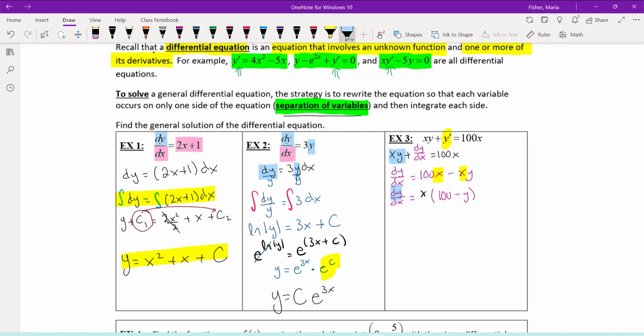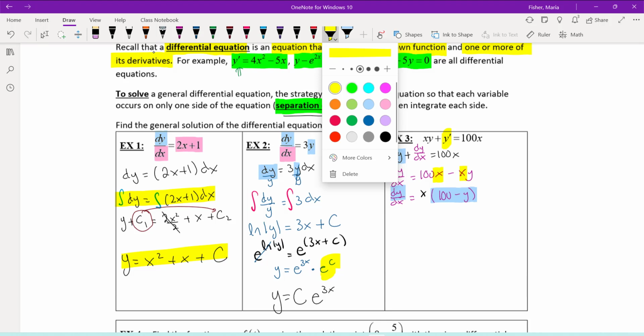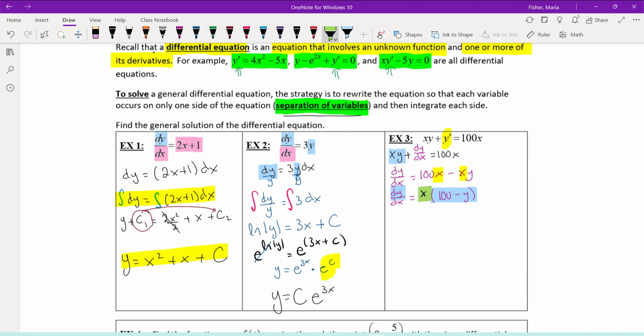I have a y here in the numerator and then a 100 minus y on the right hand side, so I'm going to have to divide both sides by 100 minus y to get all my y's on the same side. And I have an x in the numerator over here on the right and that dx in the denominator, so I have to multiply both sides by dx to get that on the right hand side and separate my variables. I write dy over 100 minus y equals x times dx, because again I multiplied both sides by dx to get this guy out of the denominator, and I divided by that 100 minus y to get that over onto the left hand side.